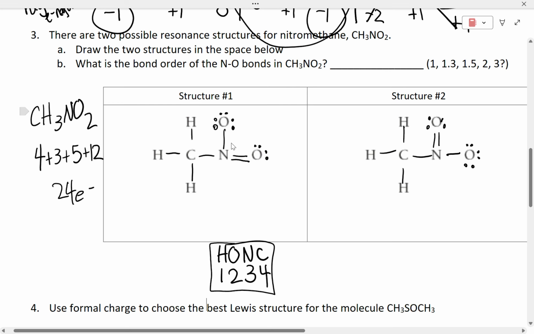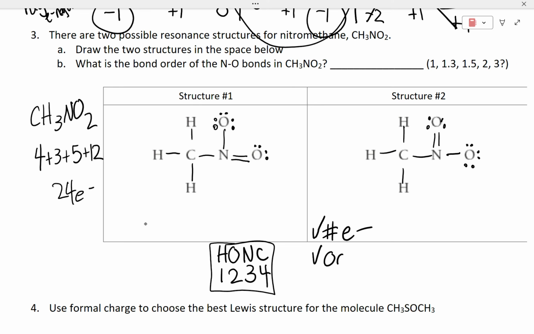All right. So actually notice we're breaking this pattern already in this structure. We've got this oxygen that only has 1 bond instead of 2. This nitrogen has 4 bonds. But we know that these structures are correct. Why? Because we have the correct number of electrons and we followed the octet rule. So my structures are good.